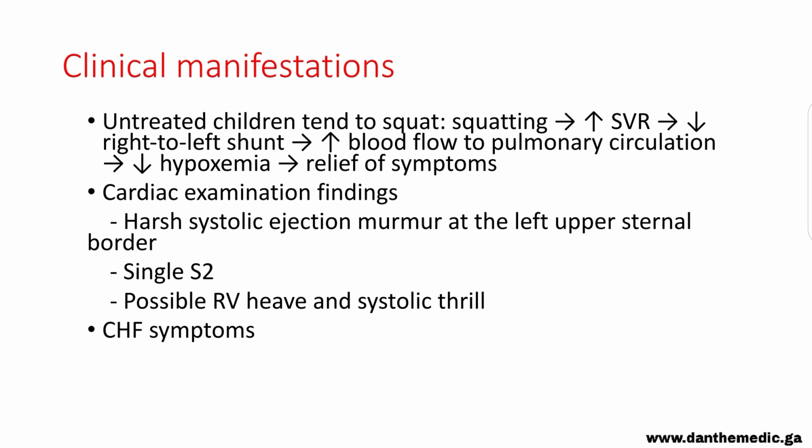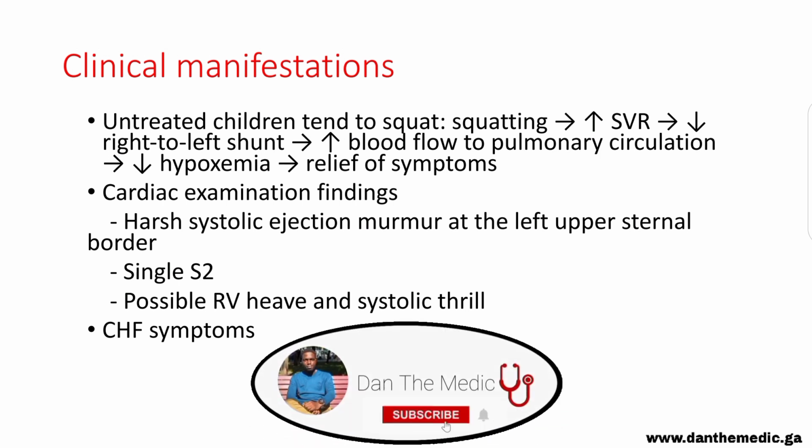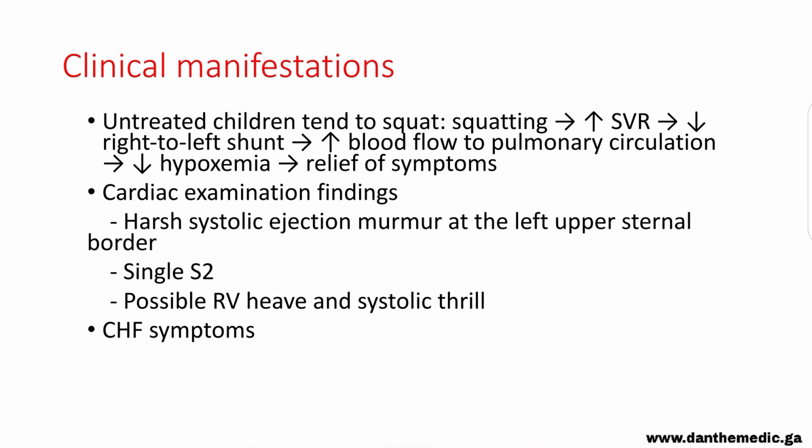And then by increasing the systemic vascular resistance, because you are trying to make the pressure in the left side of the heart more than that of the right side of the heart, that's why they squat, to increase the systemic vascular resistance. And by doing this, it will cause a decrease in the right to left shunt, and then an increase in blood flow to the pulmonary circulation, because the pressure in the left now becomes more than that of the right, so the blood only has one way to go. It will go through the stenosed pulmonary valve, and this will lead to decreased hypoxemia because perfusion can occur when the blood gets to the lungs, and this causes relief of symptoms.